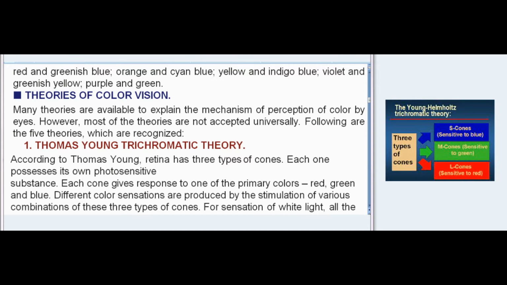Theories of color vision. Many theories are available to explain the mechanism of perception of color by the eyes. However, most of the theories are not accepted universally. Following are the 5 theories which are recognized.